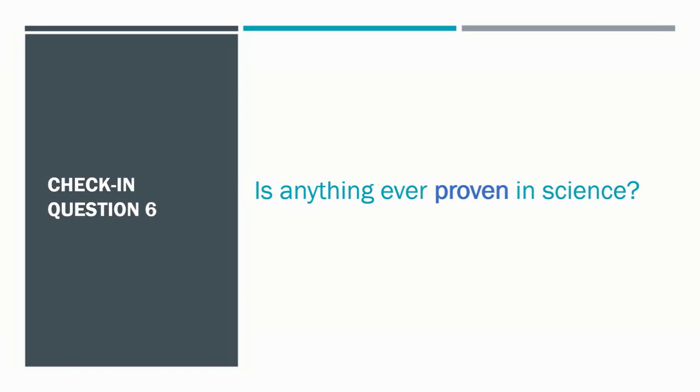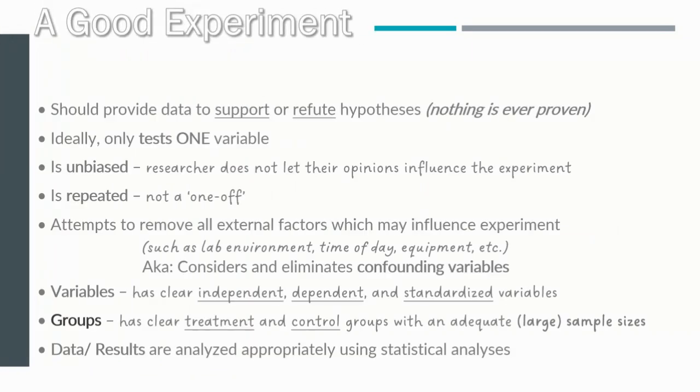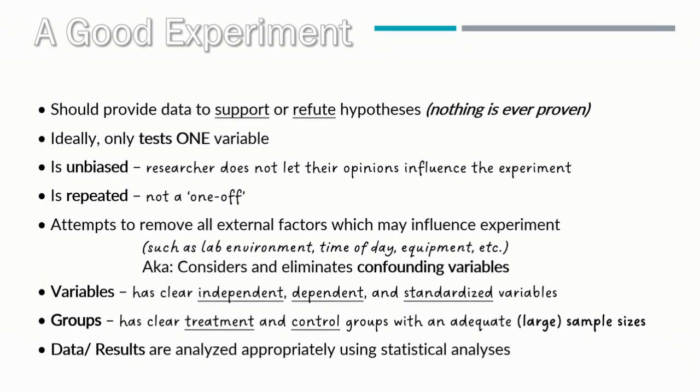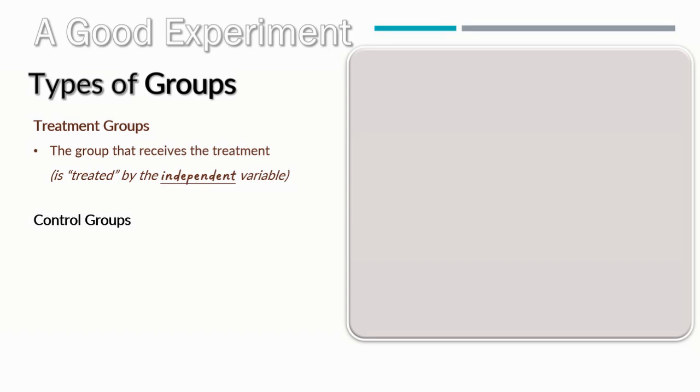Is anything ever proven in science? So that's looking at variables. Let's go ahead and move on to looking now at groups. Within any experiment, there are 2 main types of groups, our treatment group and our control groups. Treatment groups are the groups or the group that receives the treatment. All right, so it is treated usually by our independent variable. And then your control groups are a point of comparison for the treatment group. So both of these type of groups in your experiment are incredibly important.